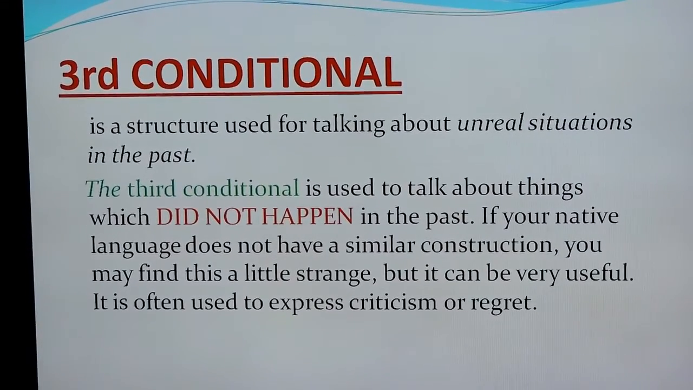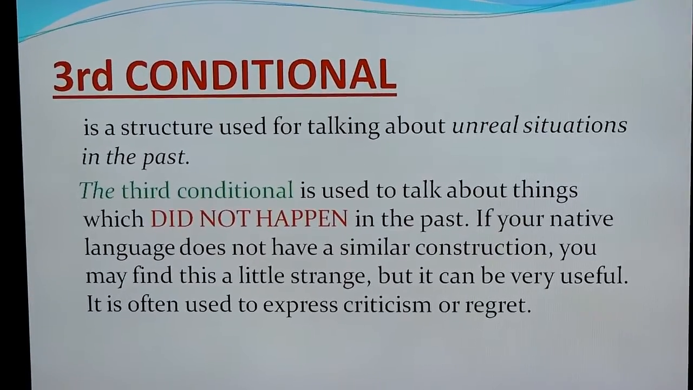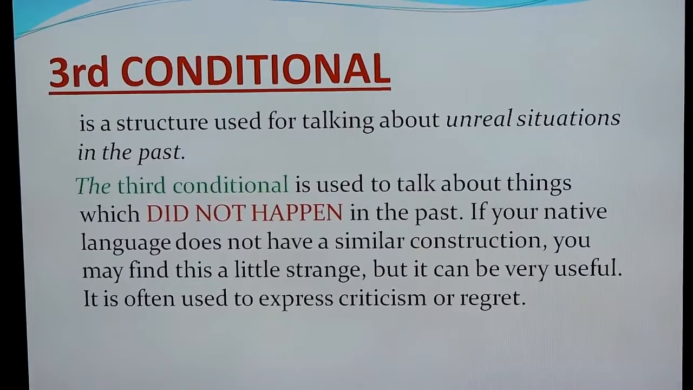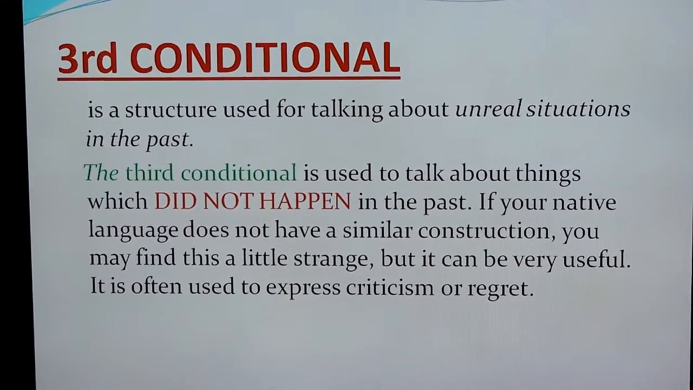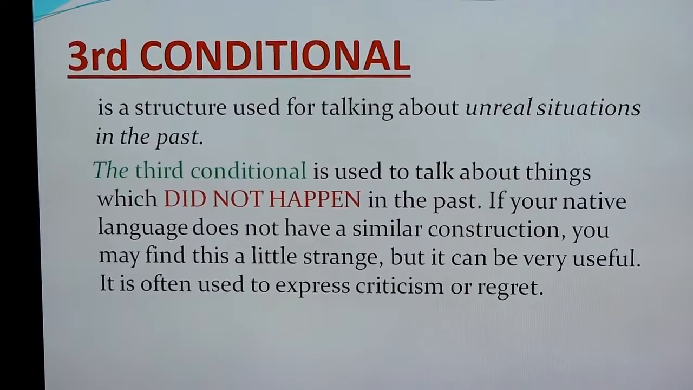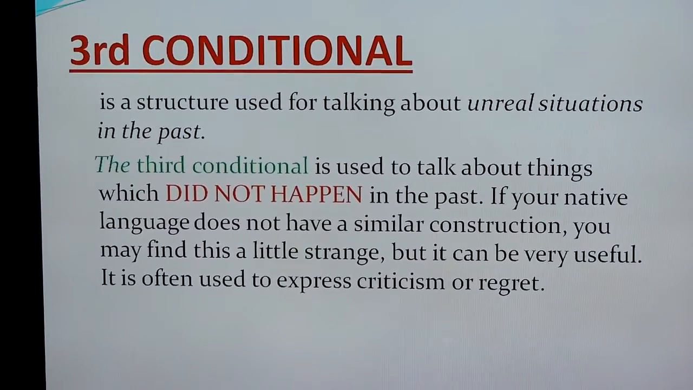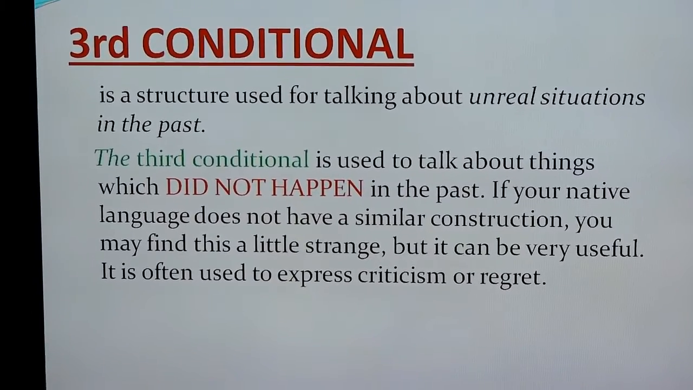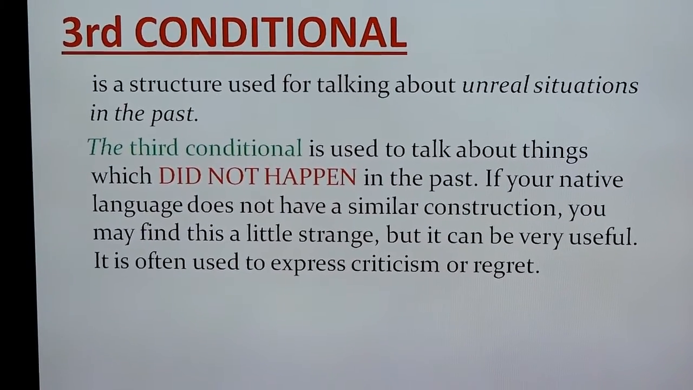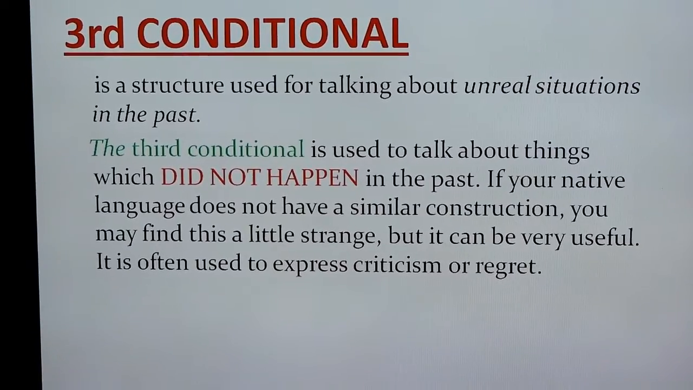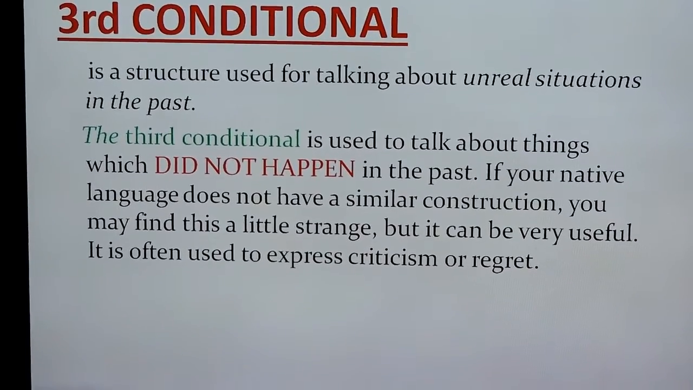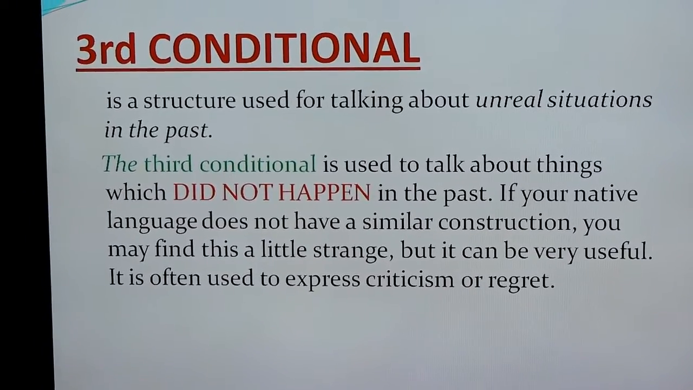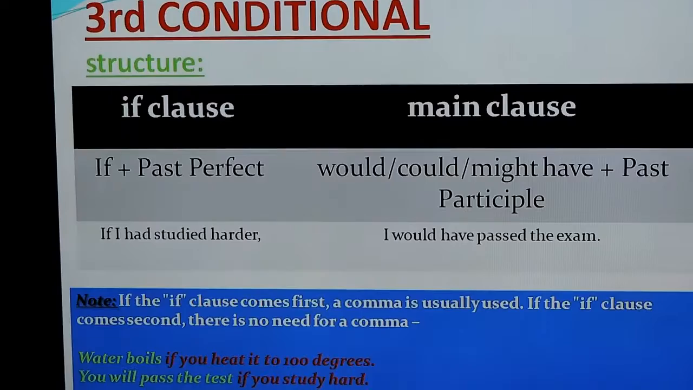Okay? Let's continue. The third conditional is used to talk about things which didn't happen in the past. Unreal, which didn't happen where? In the past, of course. If your native language does not have a similar construction, you may find this a little strange, but it can be very useful. It is often used to express criticism or regret. So in this case, we use conditional type 3 to criticize or to regret something that we have done before. Good, so let's go and see the structure, of course.